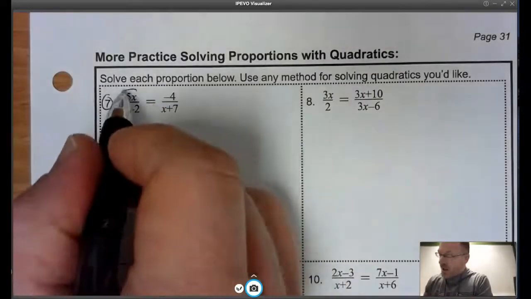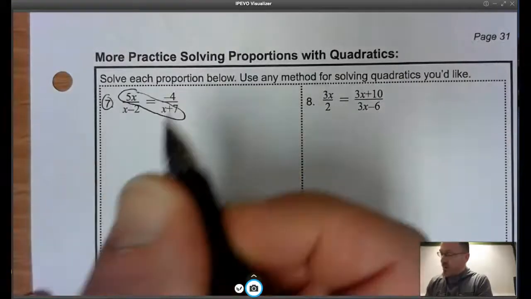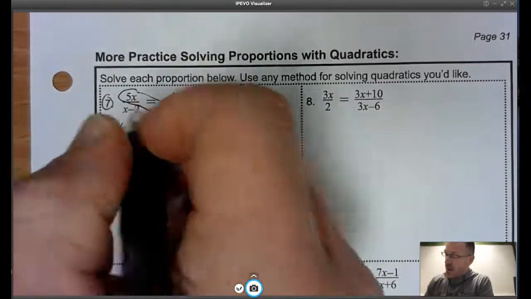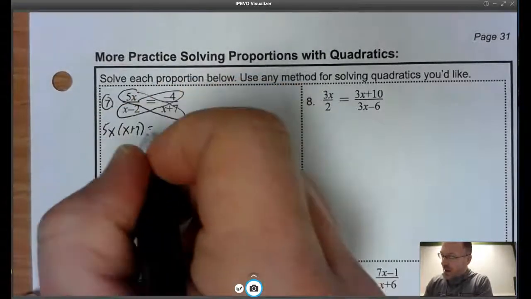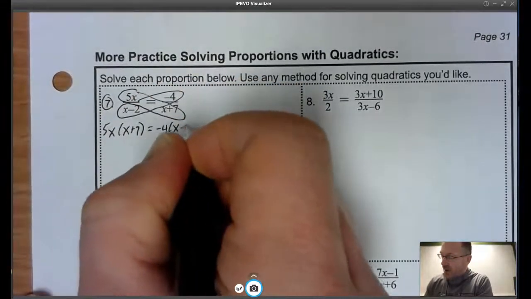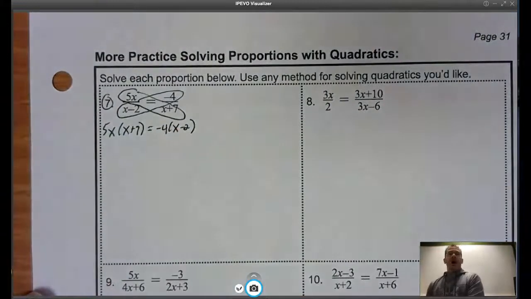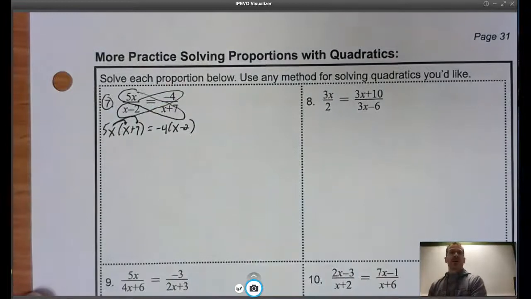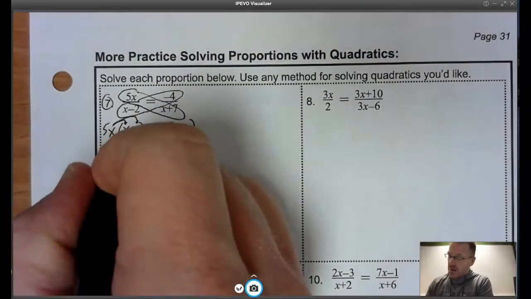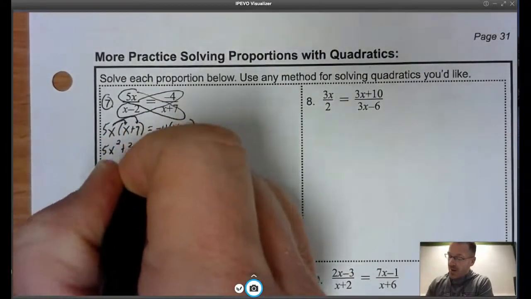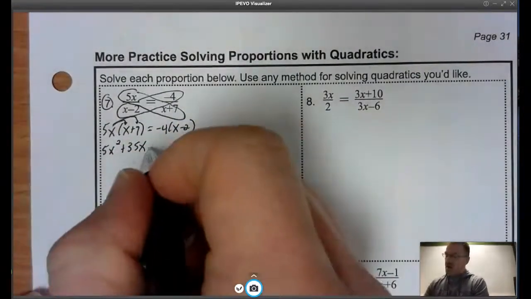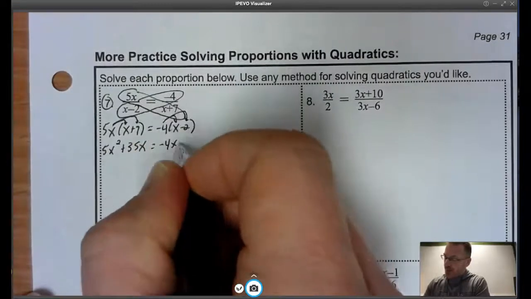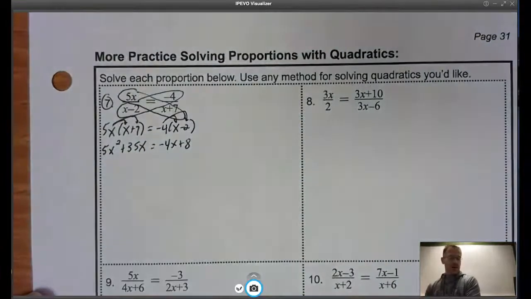Once again, it doesn't matter which cross product you start with, but I'm going to start with 5x times x plus 7 equals, and then I'm going to cross multiply here, and I get negative 4 times x minus 2. Now once again, I'm going to distribute and make sure I get to everything inside of those parentheses. So I get 5x squared plus 35x on the left side equals negative 4x plus 8 on the right side.